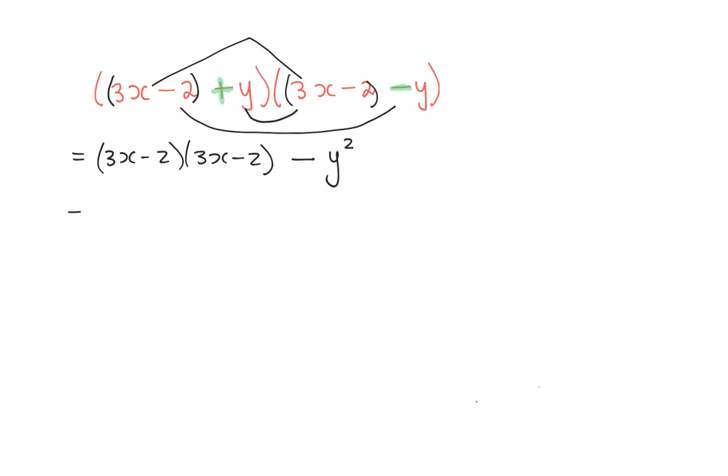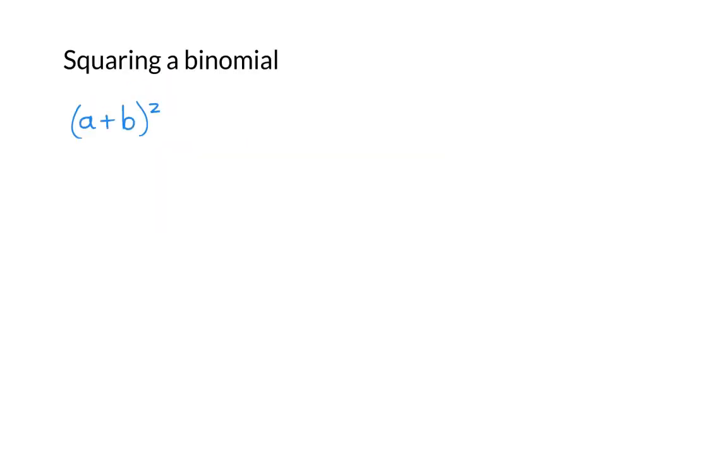In the final step, you can multiply the 2 brackets in the first term, which is 9x squared minus 6x minus 6x, which is minus 12x, and minus 2 times minus 2 is plus 4. So your final expression is a 4-term expression. The next topic is squaring a binomial.